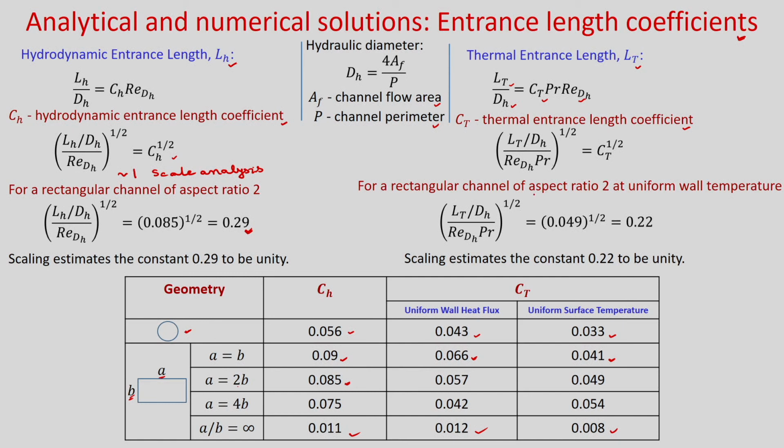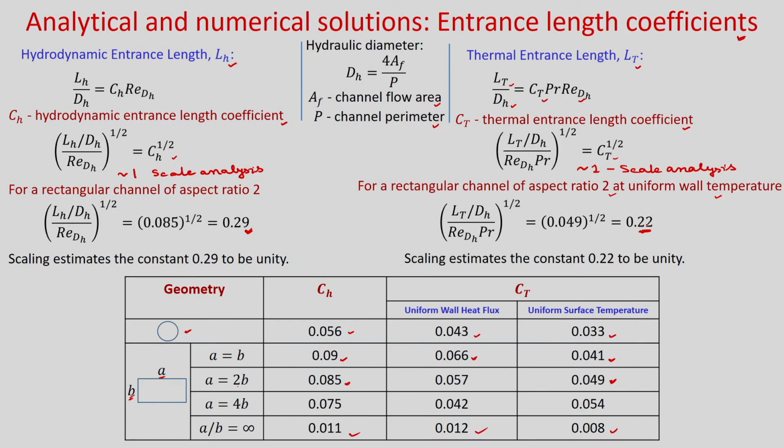Similarly, if you consider a rectangular channel of aspect ratio 2 at a uniform wall temperature, then you can see C_T is 0.049 and C_T to the power half gives 0.22. We have seen that using scale analysis, L_T by d_h divided by Reynolds number into Prandtl number to the power half is order of 1. So, obviously you can see that scaling estimates the constant 0.22 to be unity.